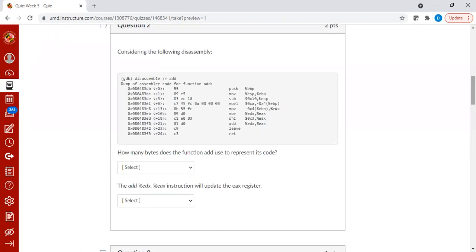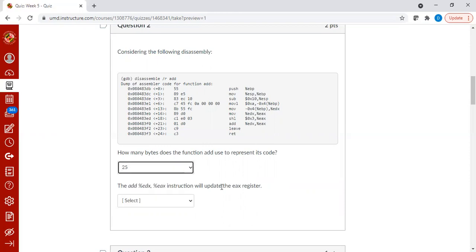Let's move on to the second question. Consider the following disassembly code. The question is, how many bytes does the function add use to represent its code? So if you look at the disassembled code, you can see we start from 0 index to 24. That means there are 25 bytes. The bytes are basically 55, 89, E5, 8B, 55, 0C, 8B, and so on until C3. Okay. So this is 25.